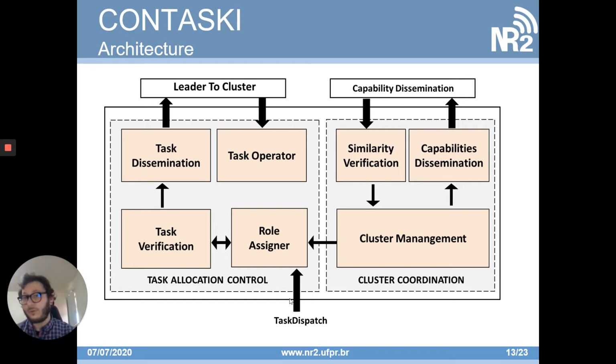Task allocation control is responsible for organizing and distributing the tasks between nodes in the network. For that, we have task dissemination and task verification, and the whole process with all nodes is applied in the network. So how can we handle the density of nodes or objects in the IoT network?